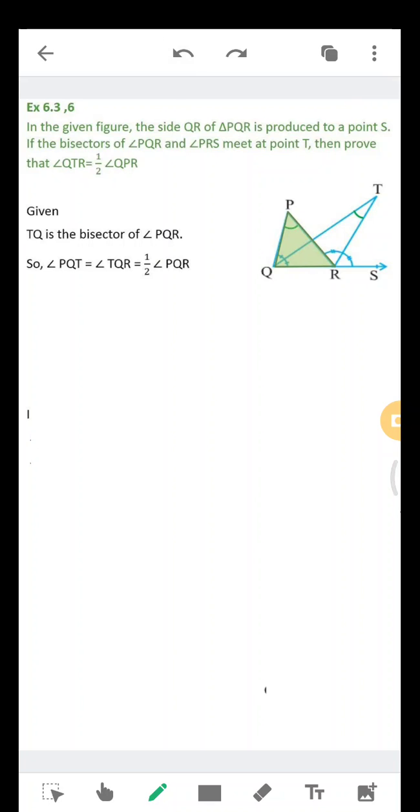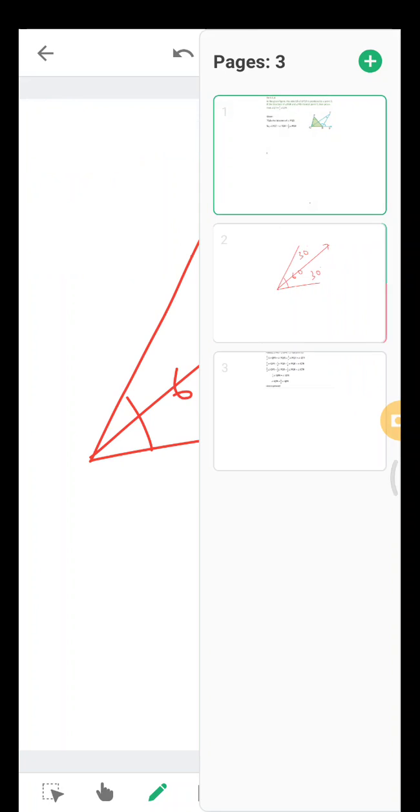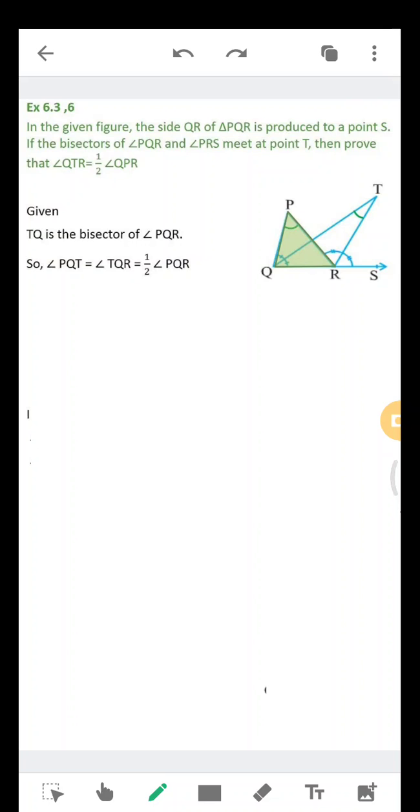So TQ is the bisector of PQR. Okay, this TQ is the bisector of PQR. So I can say PQT is equal to TQR. Yes, both the angles will be equal because TQ is the bisector. So PQT and TQR, both of them will be how much? Here the value is not given. That's why we have to write the name of the angle. If the value is given, I can write this is 30 and this is 30. But if the value is not given, then I have to write angle PQT is equal to angle TQR.